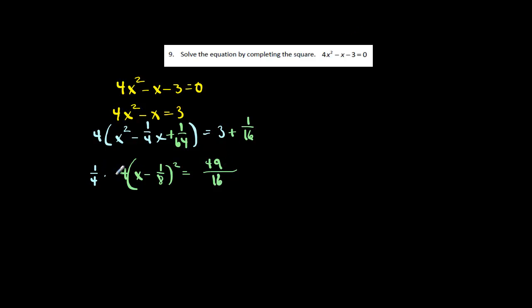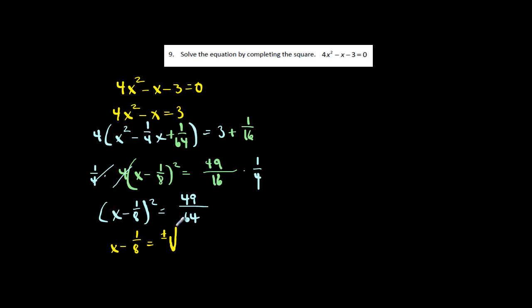Let's multiply both sides by a fourth to cancel this. So we have x minus 1/8 squared equals 49 over 64. Let's take the square root of both sides. So x minus 1/8 equals plus or minus root 49 over 64. This is a perfect square fraction. So let's continue it up here.